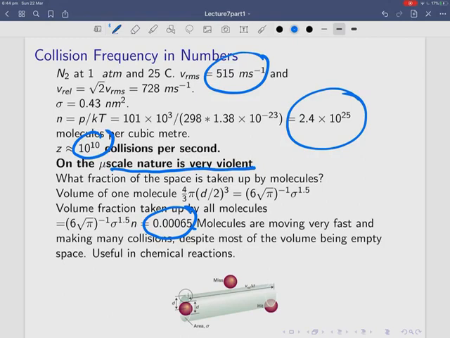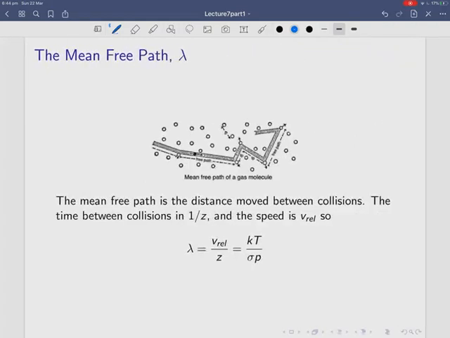Okay, so the molecules are moving very fast and making many collisions, despite the fact that most of space is empty of molecules. And this is very, very useful in chemical reactions, because in chemical reactions, sometimes you want to do chemical reactions in gas, and this helps you tremendously. The gases are very dilute, but you're getting collisions all the time, and so things can interact.